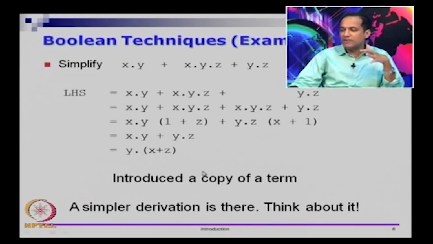There is a much simpler way to do this, you go and think about that, but I wanted to show this example so that you know this particular technique, that in Boolean algebra it is okay to copy terms like this. If you do this in regular algebra, if I give you x plus a, you cannot go and write it as x plus a plus a. So this is not true for all values of a. However, in Boolean algebra, if I give you x plus a, it is okay to go and write it as x plus a plus a, because a plus a is a, we know that already.